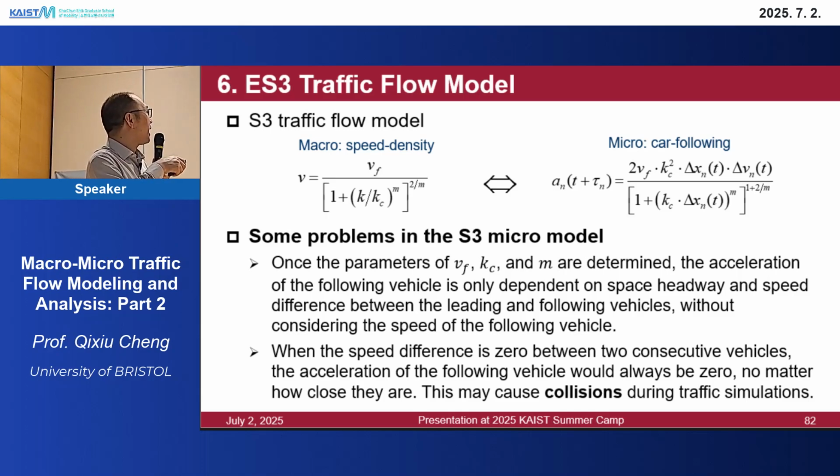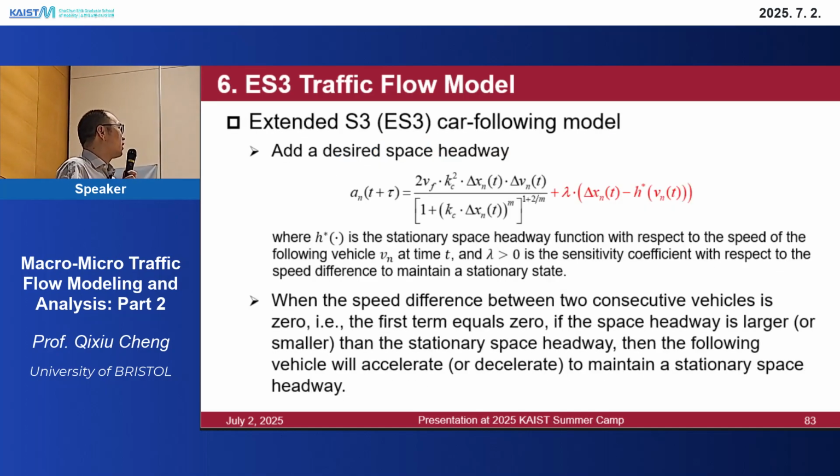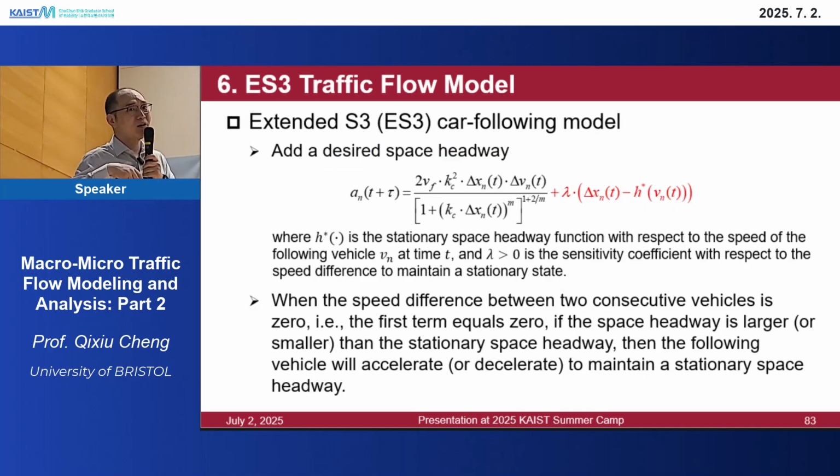So for the ES3 model, we need to overcome this property. How can we overcome it? We propose a very easy approach. We just add a desired space headway here. So this is the observation, the real space headway, and this is the desired value.